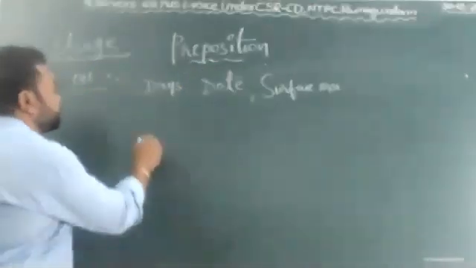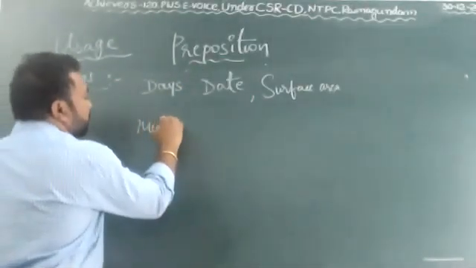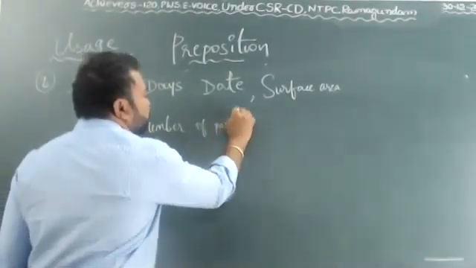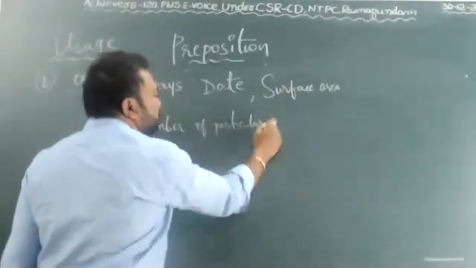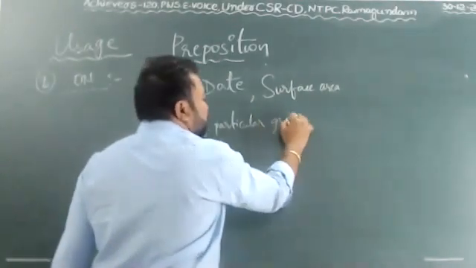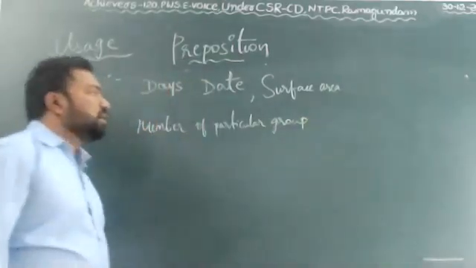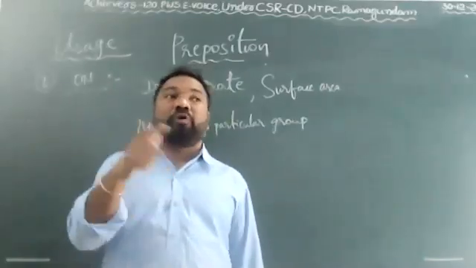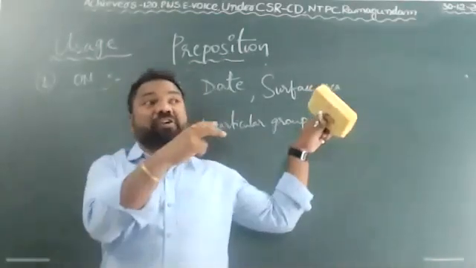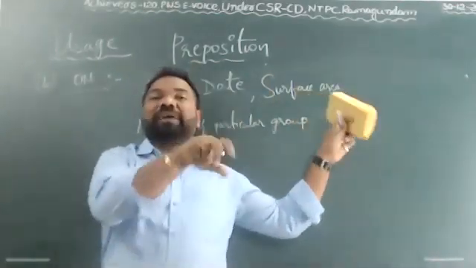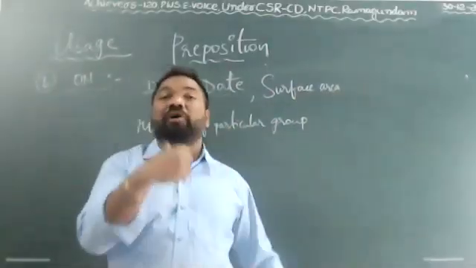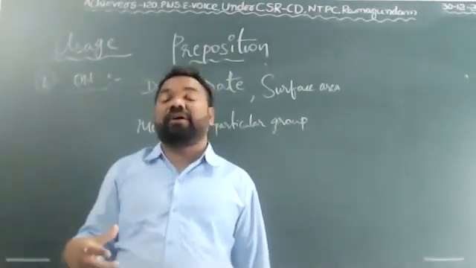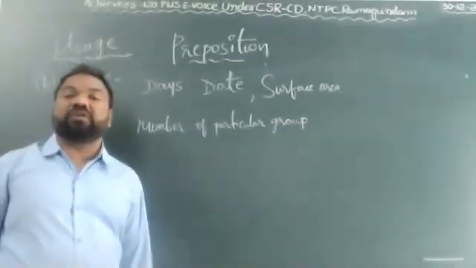For example, if you are a member of a particular group, you can say, I'm on the board. I'm on board in the sense that I'm part of this particular committee, this particular team. I'm on the team. So in that regard also, we have to use on.